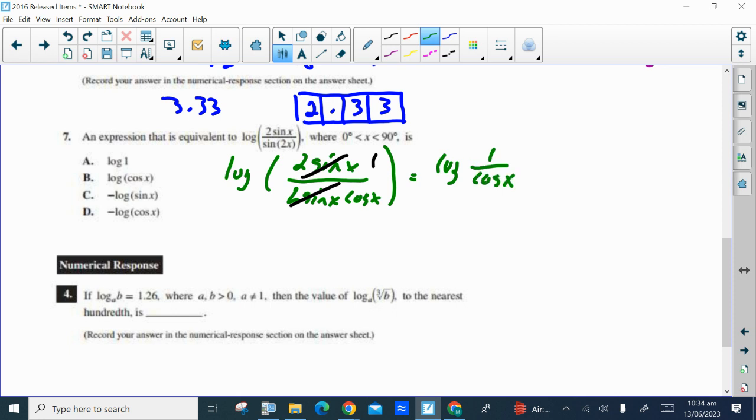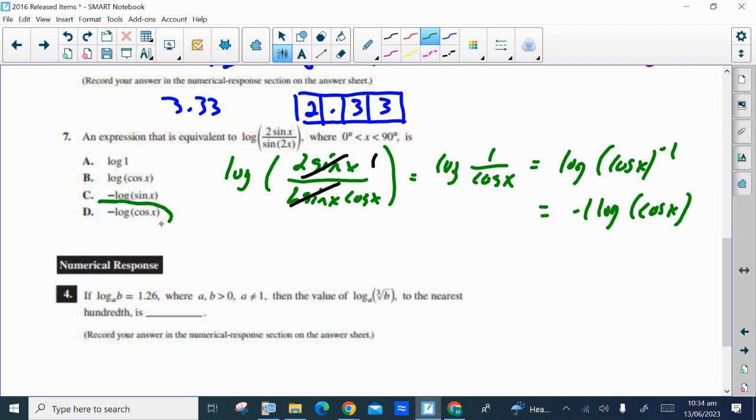So that's not one of the 4 choices that we have. So we need to do something else. 1 over cosine x is the same thing as the log of cosine x all to the power negative 1. From that, you can use the power law and the negative 1 can come in front. So it's negative 1 times the log of cosine x, which is answer B. So sometimes they'll do that where they will combine 2 different topics.